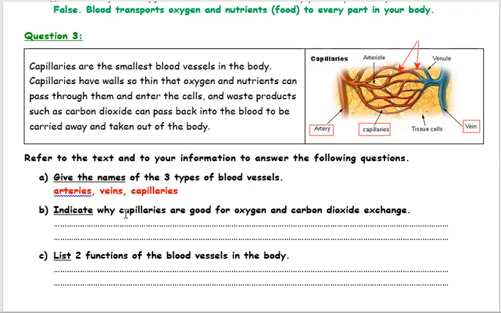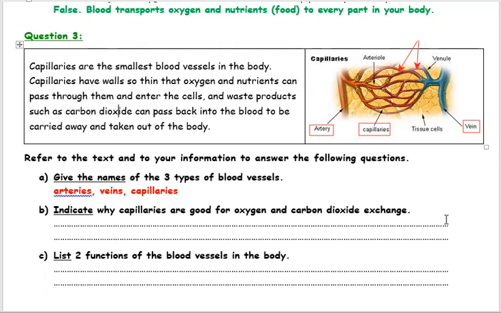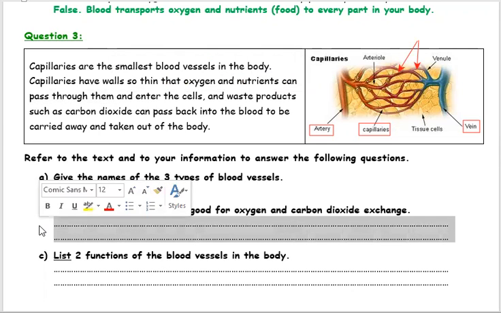Why are capillaries good for oxygen and carbon dioxide exchange? In the paragraph, they said that oxygen passes through the walls of capillaries to the body part. So the blood gives the body part oxygen and it takes carbon dioxide. Oxygen and carbon dioxide can pass through the walls of capillaries. How? It's because capillaries have very thin walls.